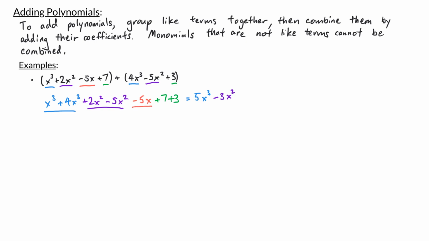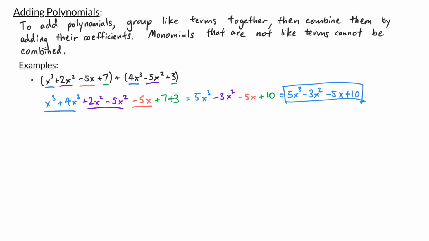The negative 5x here can't be combined with anything else, so we'll just write that down on its own. And then lastly, the 7 and the 3 here can be combined together to give me 10. Now, looking at the monomials that we have here, we have 5x cubed, minus 3x squared, minus 5x, and 10. None of these are like terms, so there's nothing more that we can combine. So that's the sum of my two polynomials. I have 5x cubed minus 3x squared minus 5x plus 10.